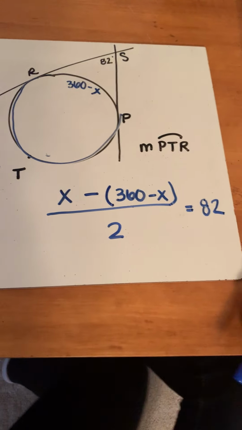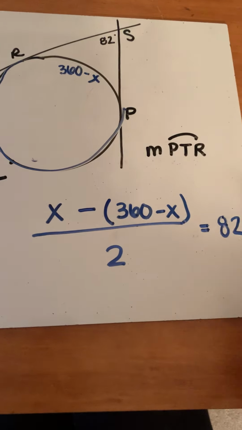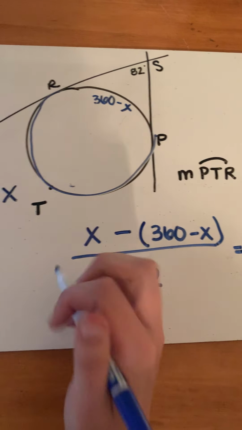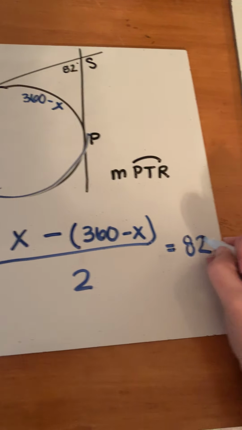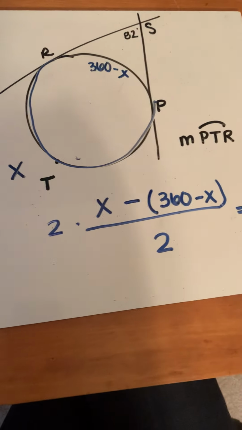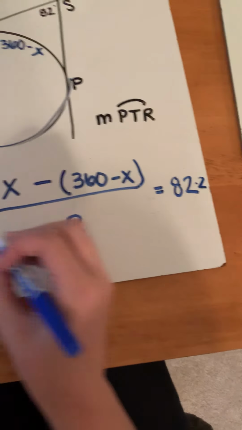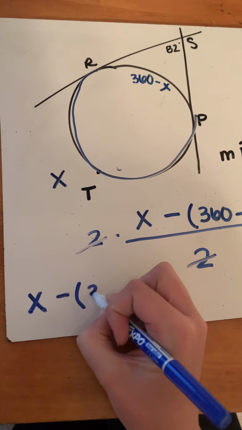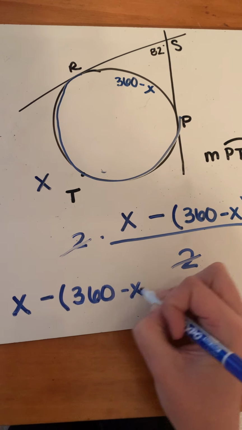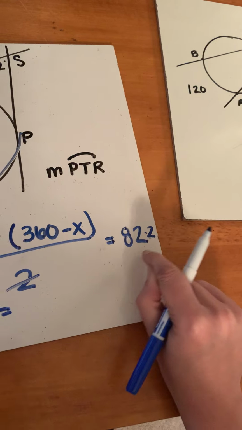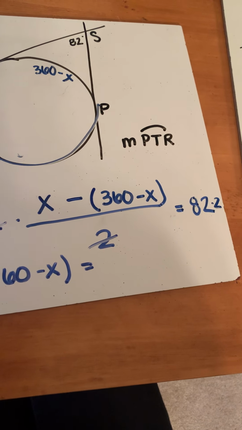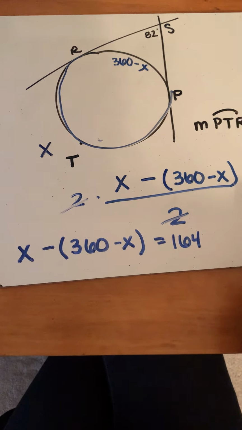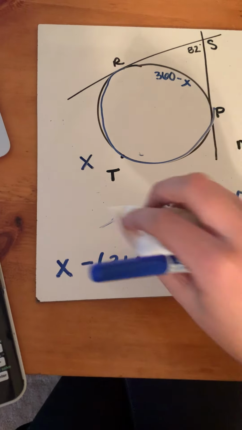From here, we're going to treat it as an algebra problem we're going to solve. I need to get the x's all by themselves; they have a lot attached. The first thing, I'm going to get rid of this 2. To get rid of this 2, we're going to multiply both sides by 2. Over here, the 2's cancel out. So I'd have x minus 360 minus x equals, over here, 82 times 2, which is 164. Let me get myself some more room here.